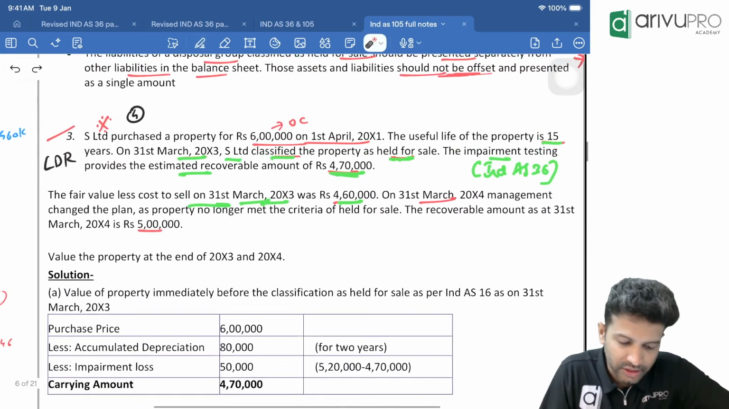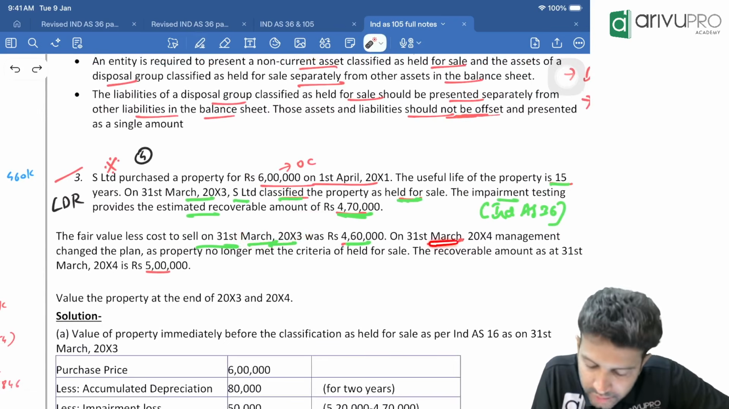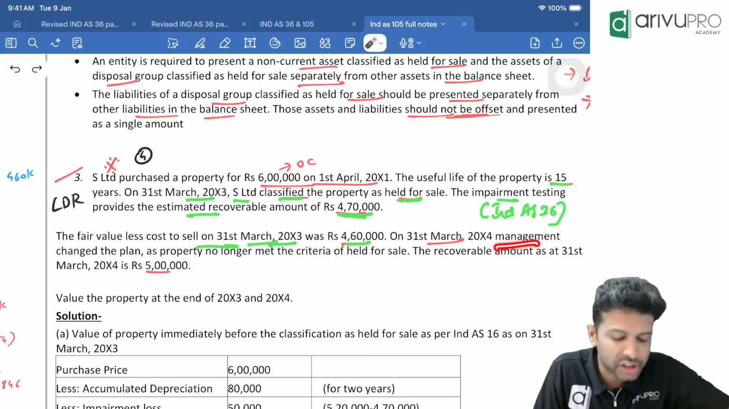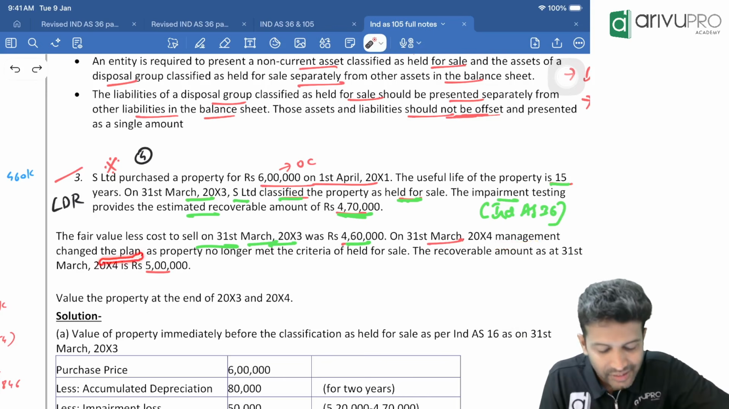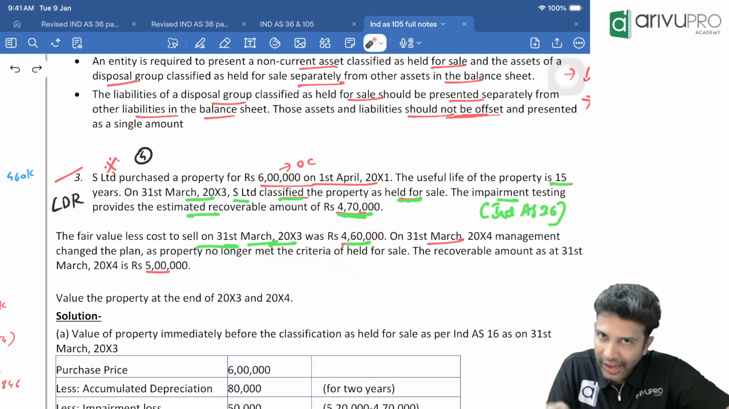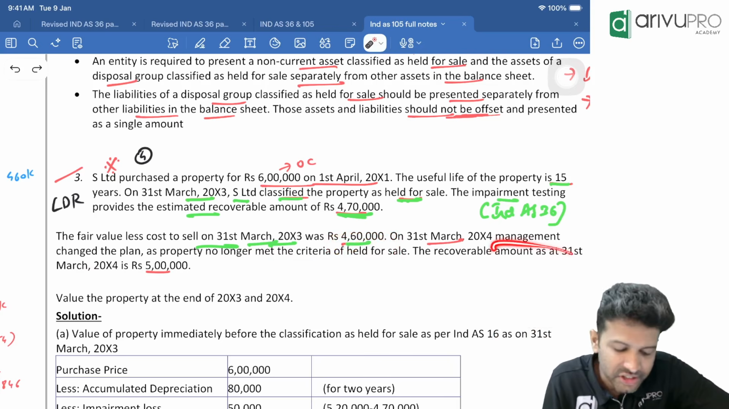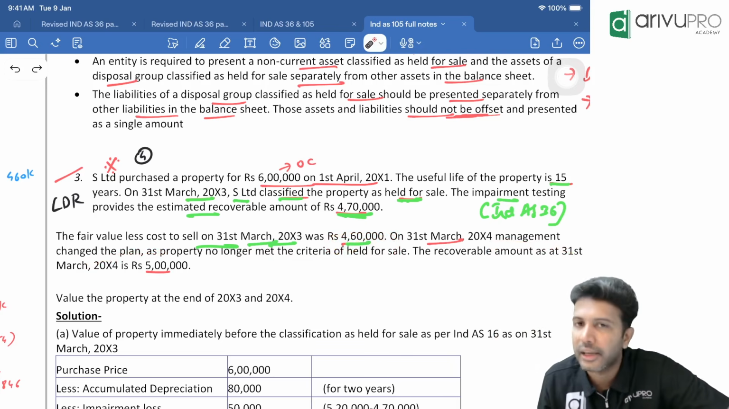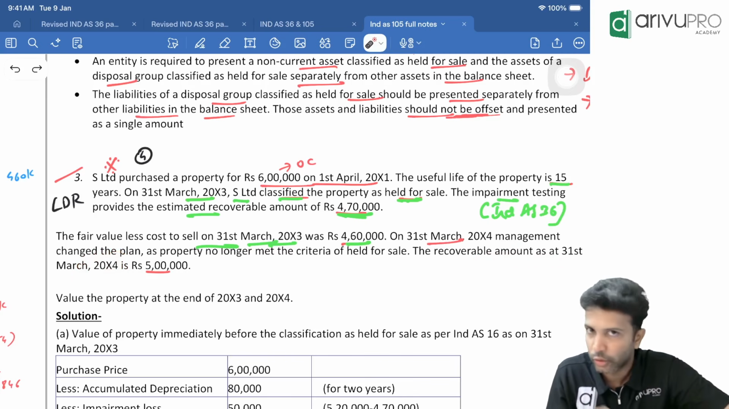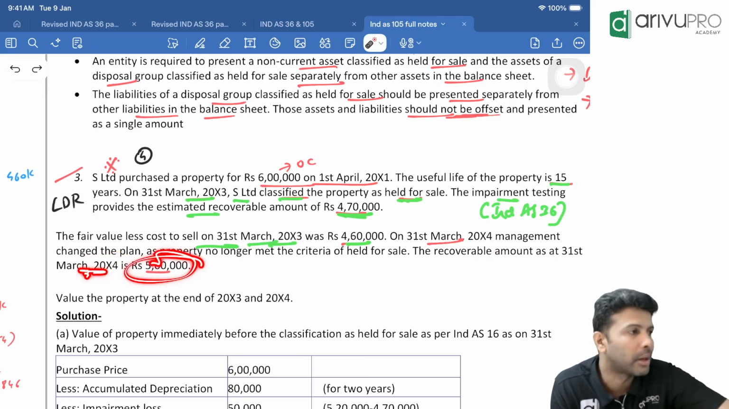Okay, same question, there is one more para. This is the drama on 31st March 20x3. Now on 31st March 20x4, the next reporting period, management changed the plan as the property no longer met the criteria as held for sale. So is the plan to sell still on or cancelled? Management has changed the plan, meaning they don't want to sell the asset anymore. The recoverable amount on 31st March 20x4, the day the sale plan got cancelled, is 5 lakh.